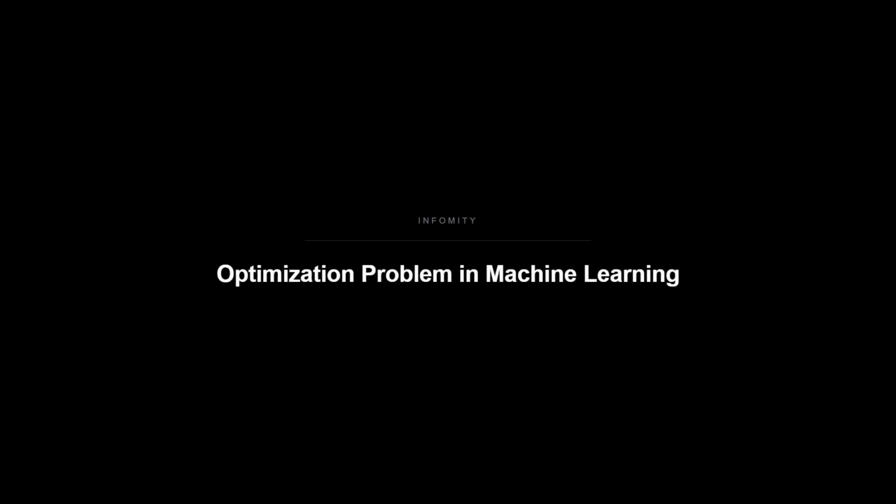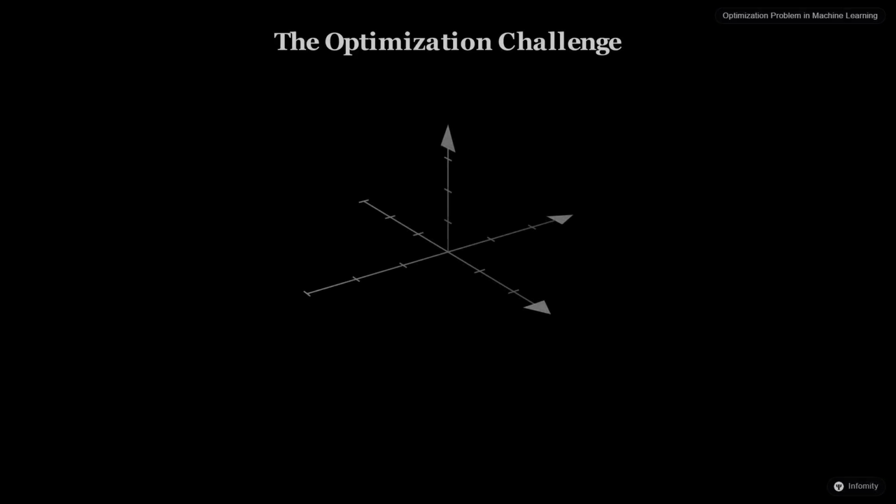Hello ML builders! By the end of this video, you will finally understand why machine learning is essentially an optimization problem, finding the perfect parameters. Building on our previous talk about how loss quantifies how wrong our model's predictions are, we now face a critical question: how do we actually make our models better?